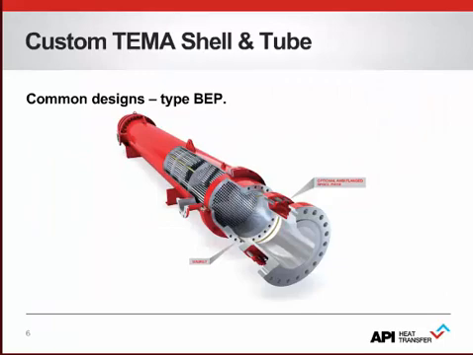We'll go through a few specific examples of some different TEMA types. Here you'll see an example of a TEMA type BEP. The basic B-type front head is shown in the back of the photo and not clearly shown. The E shell is a simple single-pass shell pipe, and the P-style rear head is detailed in the front with a floating tube sheet and head assembly.